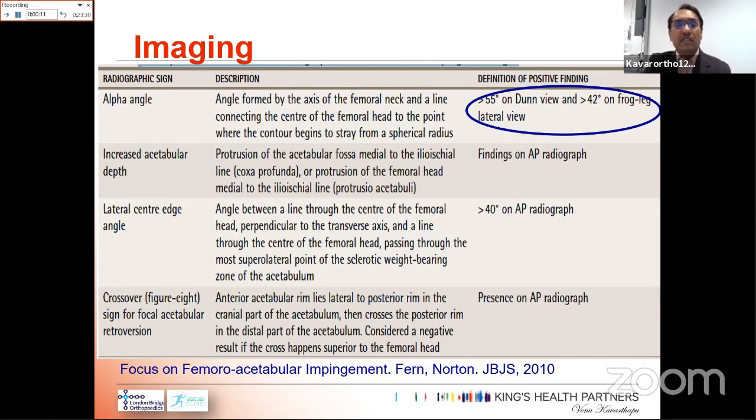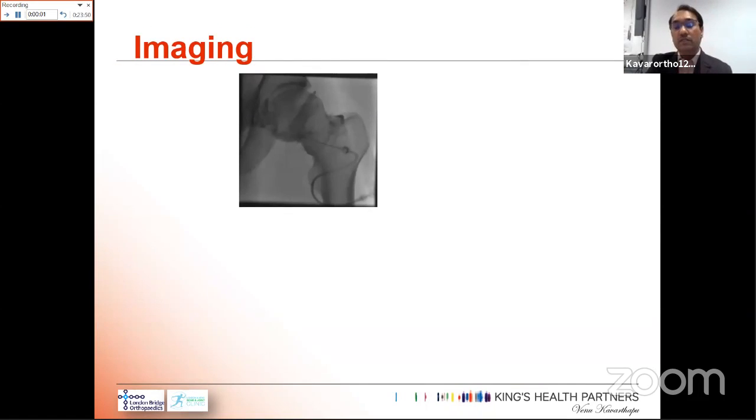it is significant. And this lateral center edge angle, which is on the AP view, a very well centered AP pelvis radiograph, if it is greater than 40 degrees, that is significant, and that is pincer, in the presence of significant clinical findings and MRI imaging findings.